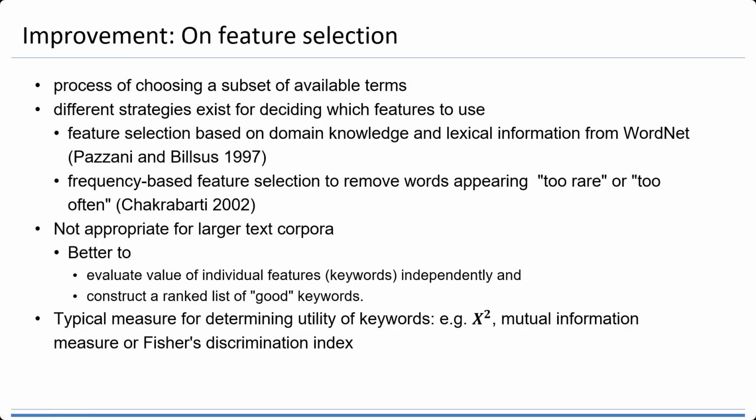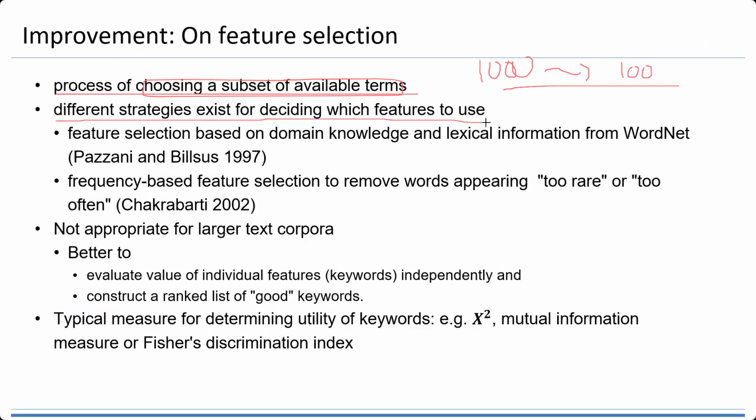Yeah, there will be some improvements for this prediction. Feature selection is the process of choosing a subset of available terms. If there are many terms, you will have difficulties. So we can just choose a subset of the available terms. If we have like 1,000 terms, we can reduce to only 100 maybe. If you can reduce this, then it will be easier for you to do the prediction.